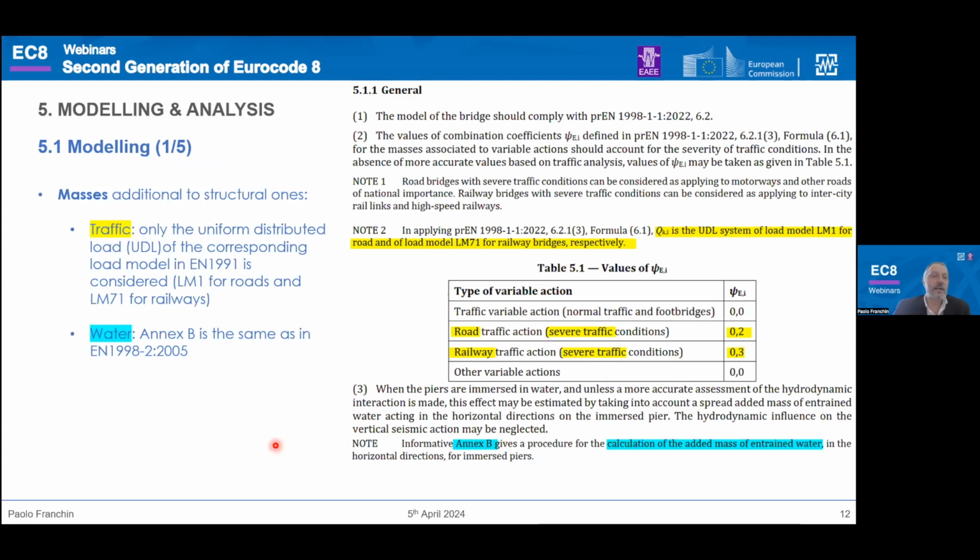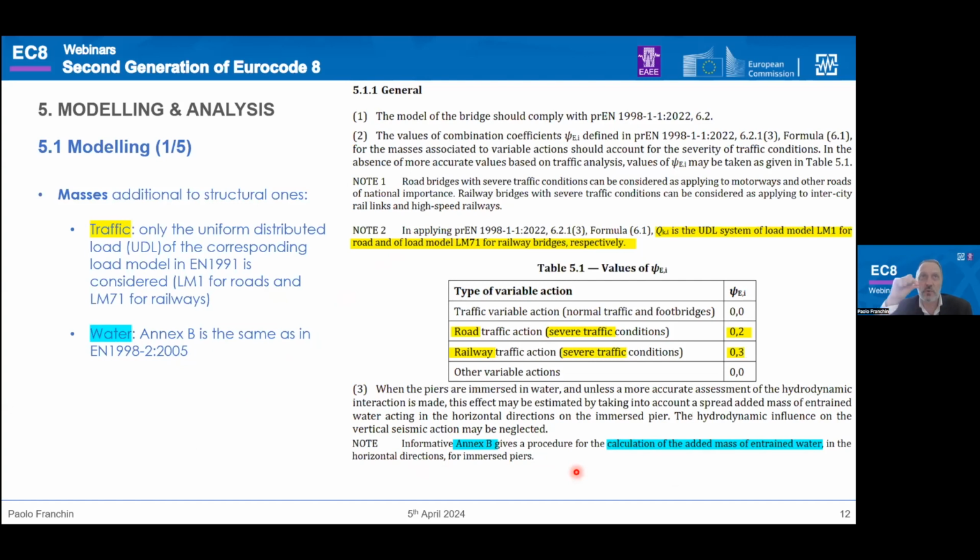In terms of modeling, the first issue for seismic analysis is the masses. And of course, you have structural masses, but you have non-structural masses, and these are masses due to traffic or masses due to water for piers, and the mass of the entrained water for piers that are immersed. In terms of water, nothing has changed with respect to part 2 first generation, so I'm not commenting on it.